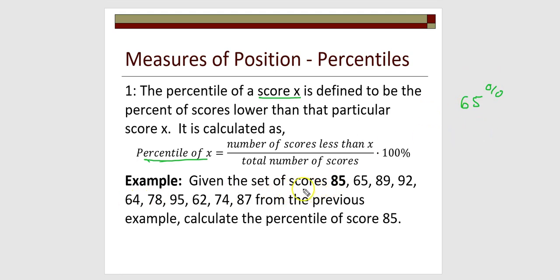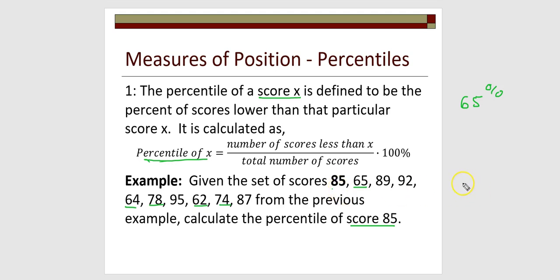So for example, if we're given this set of scores from our class example, 85, 65, and so on, let's calculate the percentile of the score 85. All we have to do is count up how many scores are less than 85, divide by the total number of scores, multiply by 100, and that's it. So let's see. We have a 65, so that's 1, 2, 3, 4, 5. So we have 5 scores less than 85.